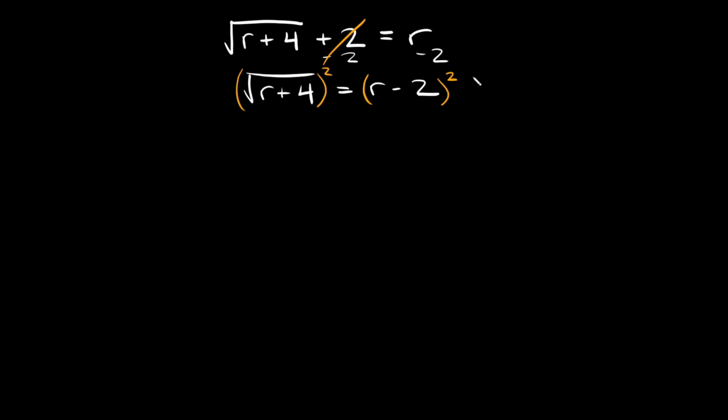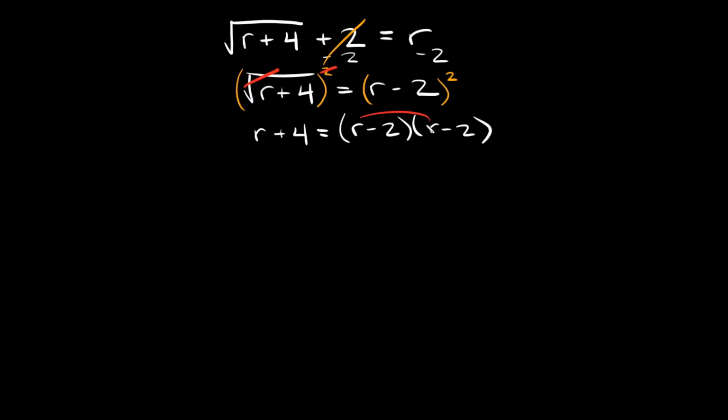Okay, so we got a 2 right there. So then on this side of the equation, this square root and this squared exponent cancel out, all right? So then we're just left with r plus 4 right here. So r plus 4 is equal to r minus 2 squared. So we can write that out as r minus 2 times r minus 2. All right, so then to just clean this side up, we have to FOIL it, right? First, outer, inner, last, right?